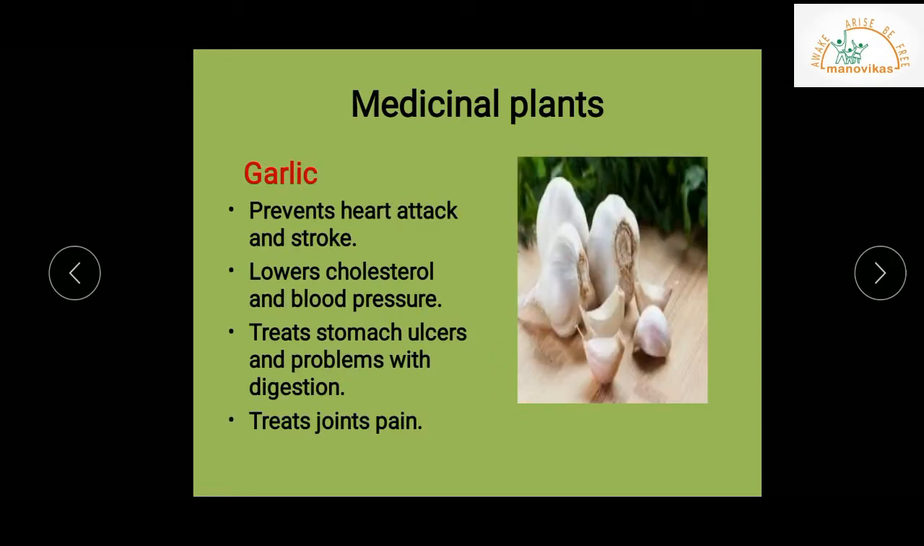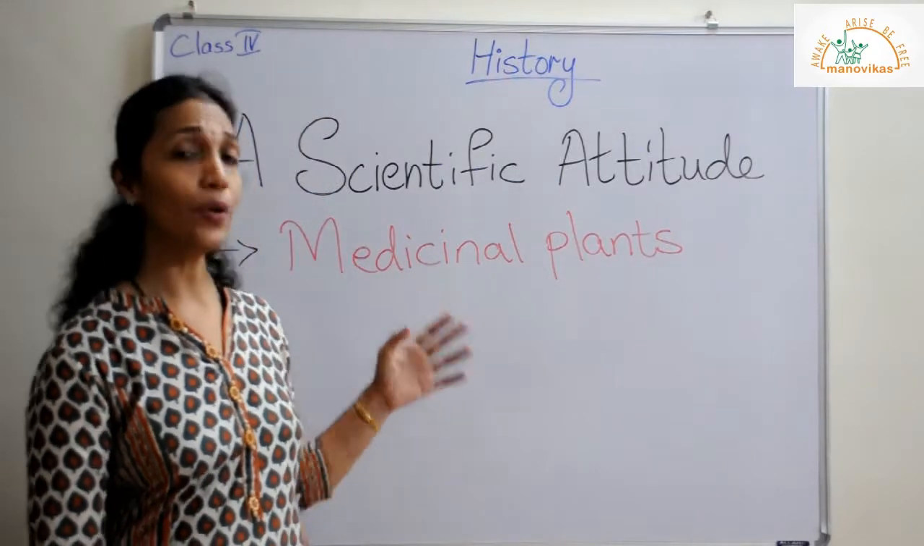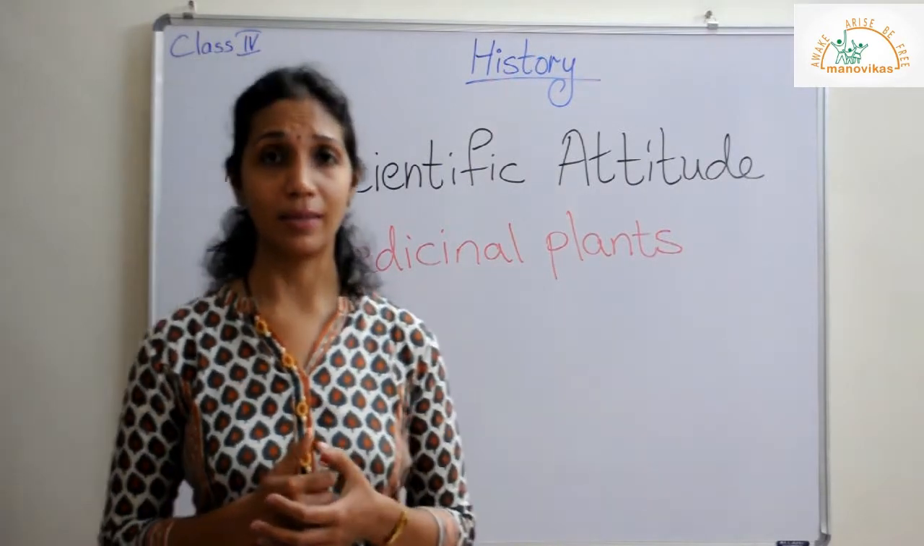Garlic prevents heart attack and stroke, lowers cholesterol and blood pressure, treats stomach ulcers and problems with digestion, and treats joint pain. Cinchona is a tree. People use the bark to make medicine. The hunter-gatherers in South America noticed that chewing the bark of the cinchona tree could cure malaria. It is also used for blood vessel disorders, cancer, and mouth and throat diseases. These were a few examples of medicinal plants.